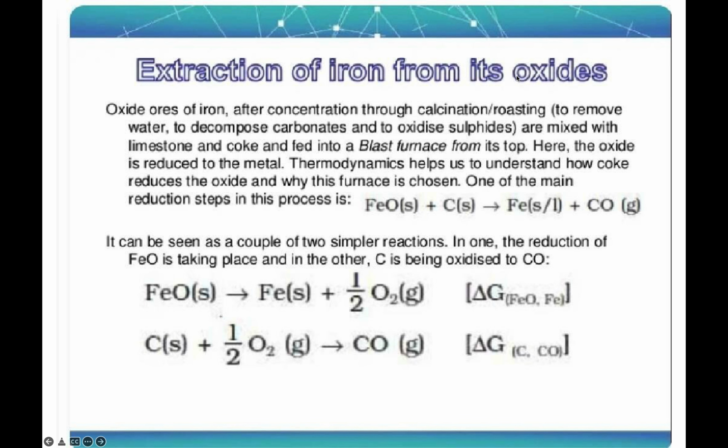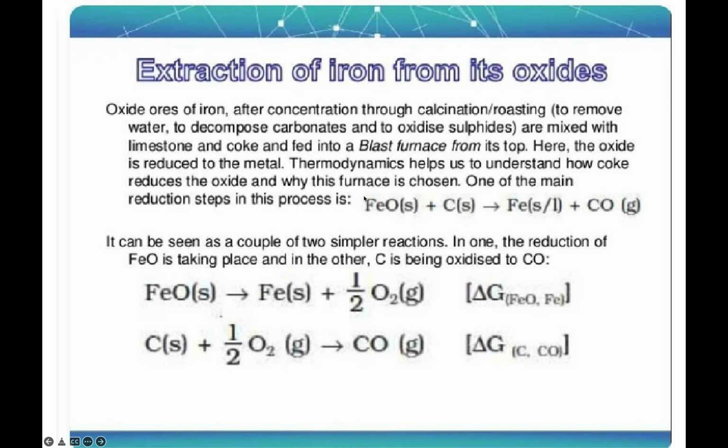Okay, now extraction of iron from its oxide. The oxide ores of iron, after concentration by calcination or roasting, that is to remove water, to decompose carbonates and to oxidize sulfates and all that, are mixed with limestone and coke. Limestone is calcium carbonate, coke is just carbon, then it is put into a blast furnace from its top. Here the oxide will be reduced to the metal, and with the help of thermodynamics we understand how coke reduces oxide and why we choose a blast furnace.